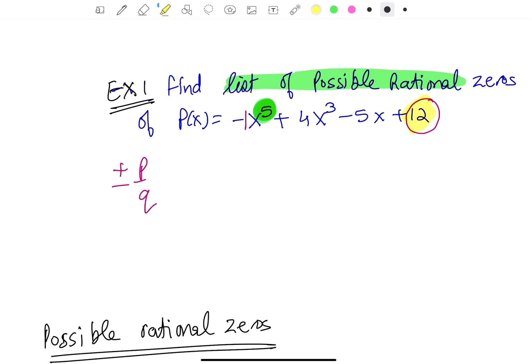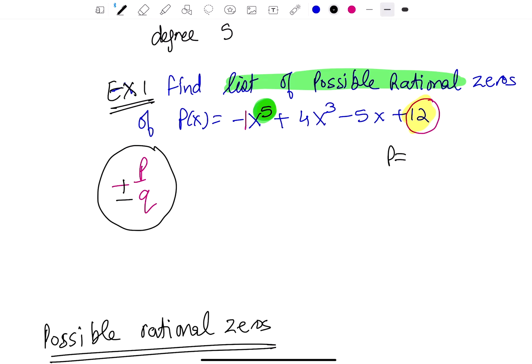Here's a given example. Find the list of possible rational zeros. First thing to note is that the degree is 5, so that means there are 5 total zeros for this polynomial. Some might be repeating. If it does have any rational zeros, if it does have any real zeros, they're going to be of the form plus minus p over q, where p is a factor of the constant term and q is a factor of the leading term.